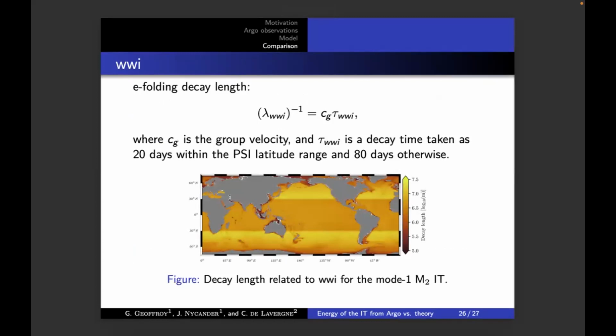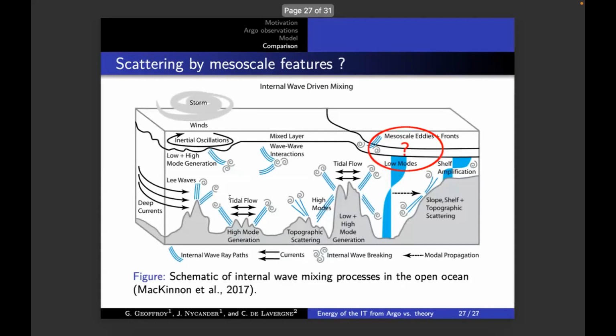So here is the decay length related to wave-wave interactions. And this is simply based on this formula there, with a characteristic time tau, which is taken to be 20 days inside the range of the PSI, where PSI can act, and 80 days out of it. So that's pretty basic. Maybe we can improve there. And another point of interest for us then would be to add some parameterization of the interaction of these low mode internal tides with the mesoscale features that, we think, could add quite good information there.